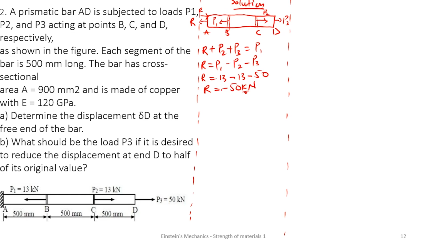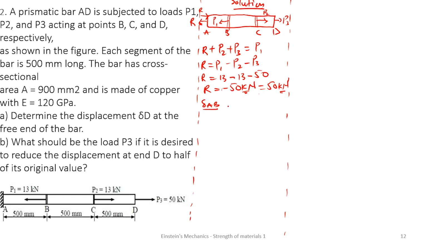And this negative is telling you that the direction I chose is in the opposite one. That's why I first made this. So actually the R is in the direction of P1. So it's going to be positive. So we are going to take the positive one, 50 kilonewtons. Are we good? So let's find the elongation at AB.